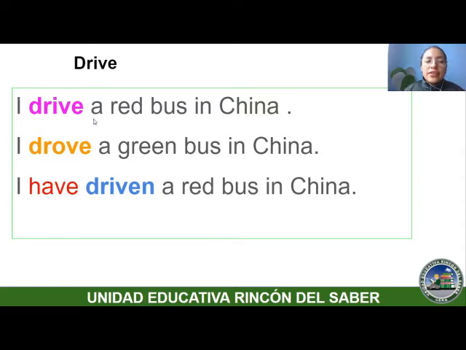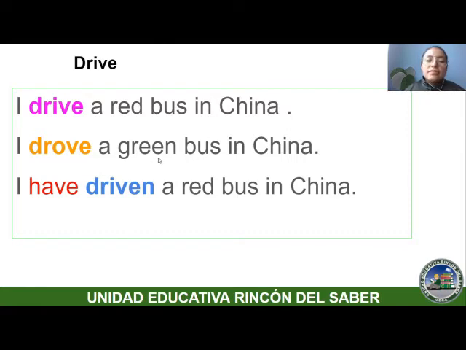I drive a red bus in China. Okay, this sentence is in present. Why? Because the verb is in present. Second, I drove a green bus in China. I drove, in past, a green. What is green?